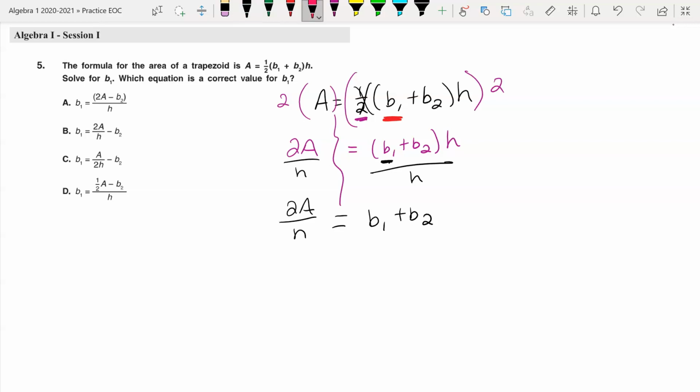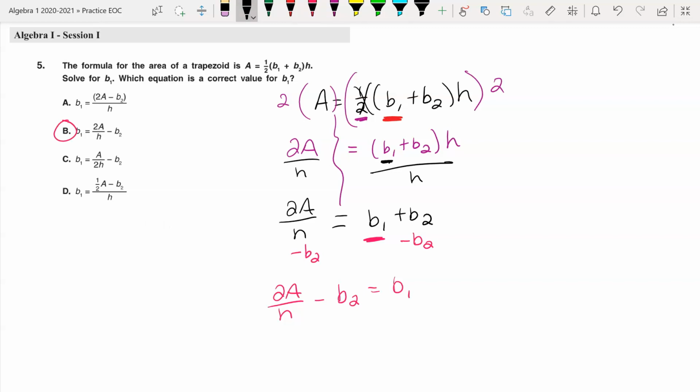So since I'm no longer multiplying, I can get rid of my parentheses. And then again, I want to get base 1 by itself, so I'm going to subtract base 2 to the other side. I can't combine it with the 2a and the h because they don't have the same denominator, which means I need to write it out to the side. So is there one that looks like 2a over h minus base 2 is equal to base 1? Yeah, the answer is B.